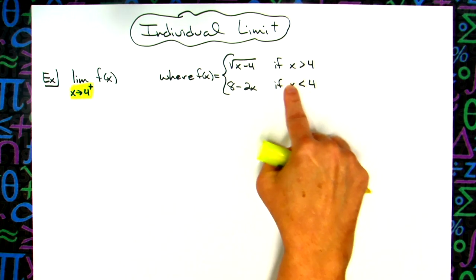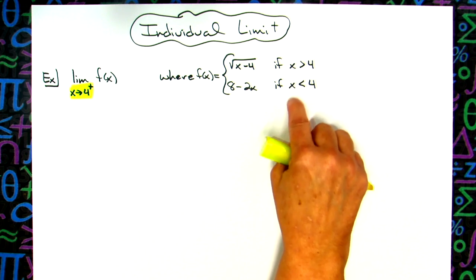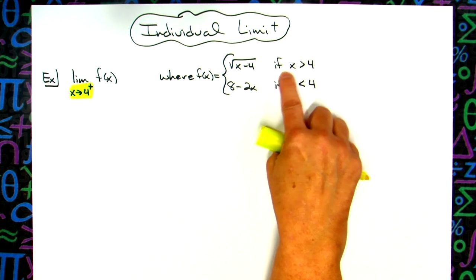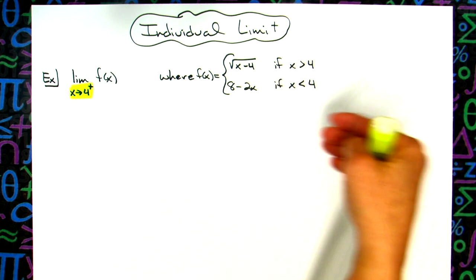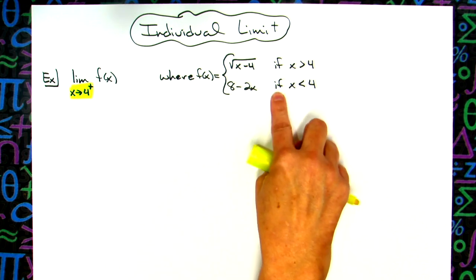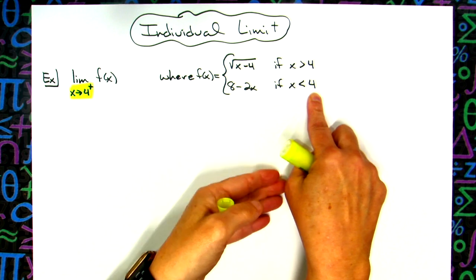All right, you have conditions over here in this piecewise function. This will indicate to you whether you're coming from the right or coming from the left. This top one says if x is greater than 4, that would be coming from the right to approach 4. The bottom one says if x is less than 4, so numbers on the left, approaching 4 from the left.